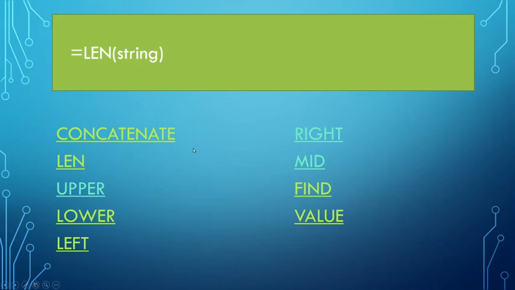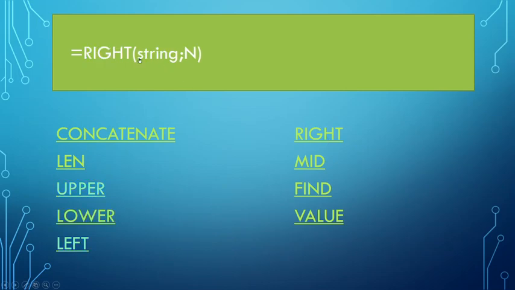It will be a number. How long is the text that we are referring to? Then we have upper, which is the upper function with the text that we want to convert. Lower, very similar. Now the left one. Again, the function name. We have the text that we want to take text out of, copy text out of, and then how many characters from the left are we going to copy out? And we're going to look at that example just now.